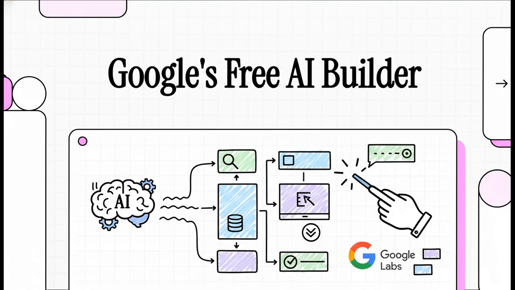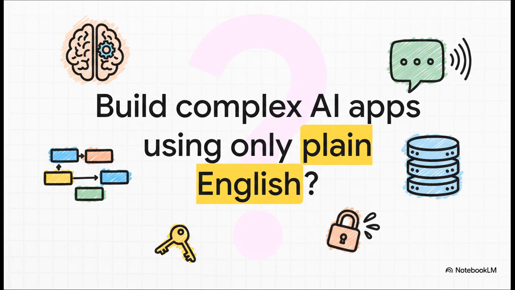Okay, so Google Labs just dropped something huge. It's a brand new and, get this, completely free AI builder called Opal. And honestly, this is a no-code tool that's about to completely change the game for how we all build AI applications.